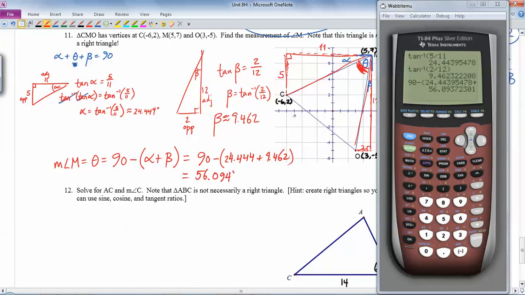And we got 56.094 degrees. So that's how big angle M is. So really what trig allows you to do is now you can solve for any angle on a graph as long as you have some endpoints there.